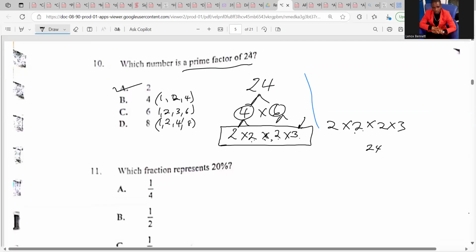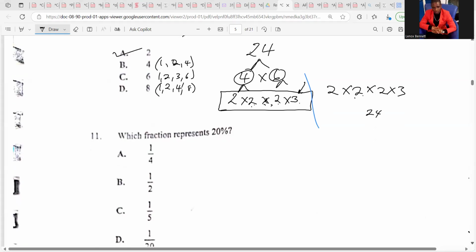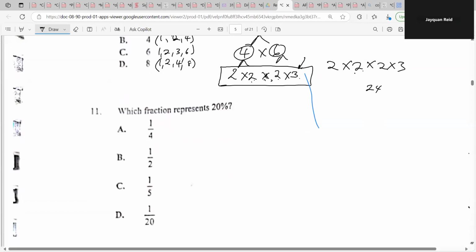All right, let's go down to the next one. It says, which fraction represents 20%? So you guys can try that one. I see some people got it already. Sir, can I do it? All right, Jake, can you walk us through this one?